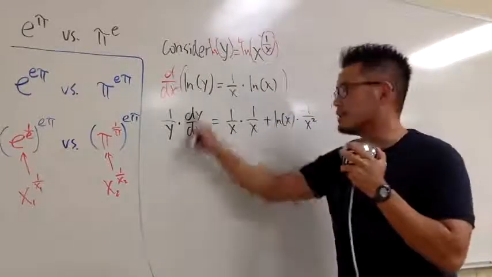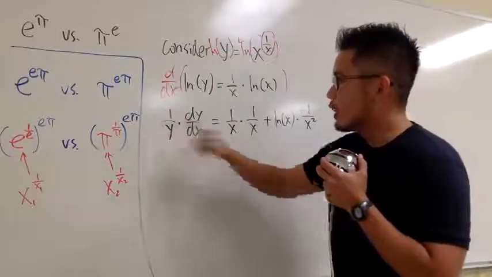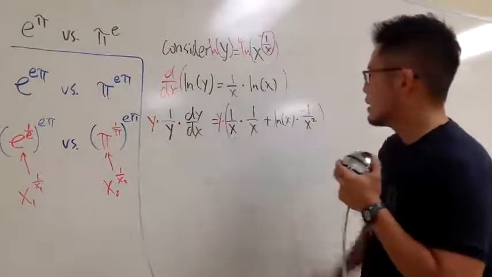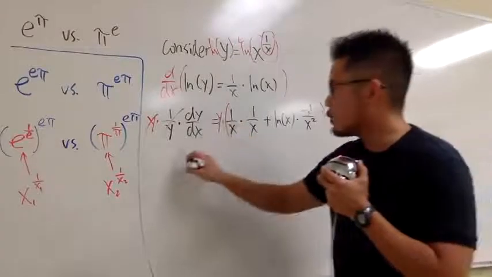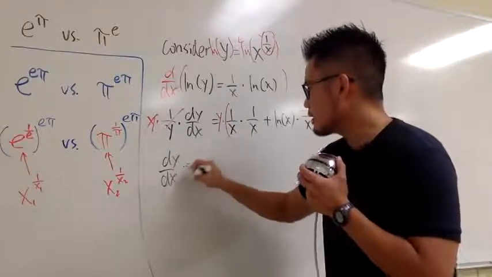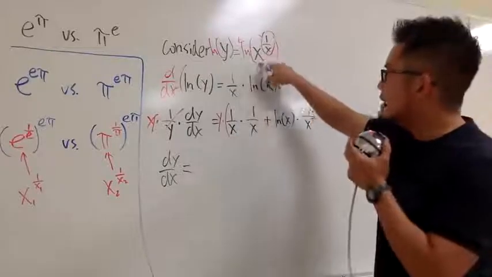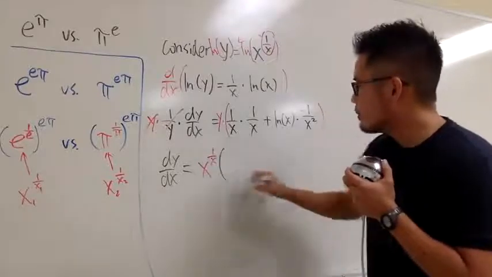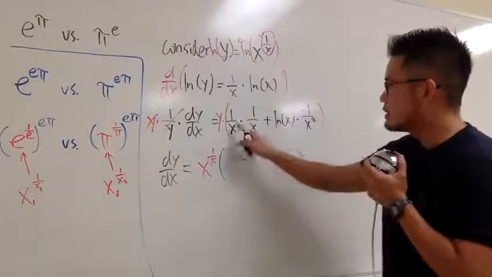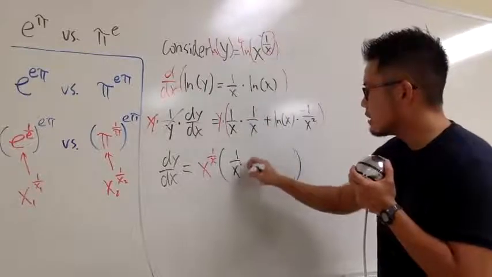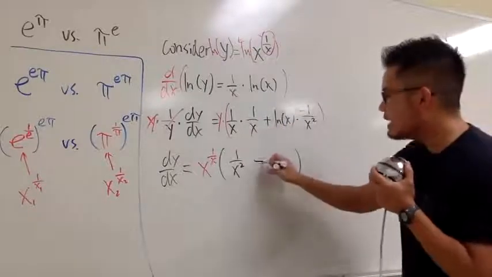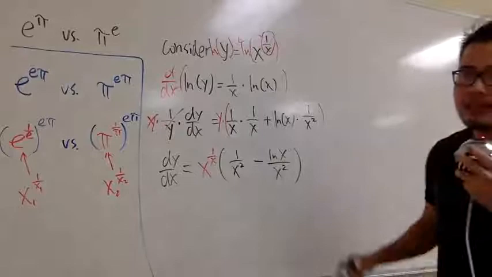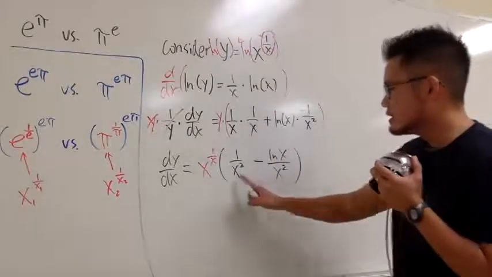But then we have to isolate the dy/dx. We have 1 over y right here, so we just have to multiply both sides by y. So that this and that will cancel, and then we can get the dy/dx by itself, right? This y is x to the 1 over x power, so we write that down, x to the 1 over x power, and then we multiply with this right here. This is just going to be 1 over x squared, and then this is a positive times a negative, so it's a minus, and let me put the ln x on the top, and then the x squared on the bottom.